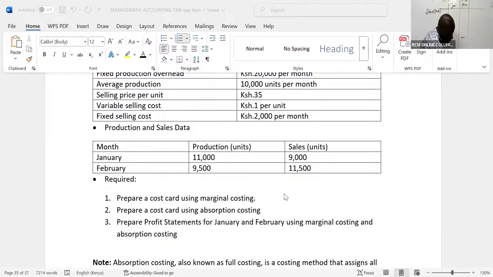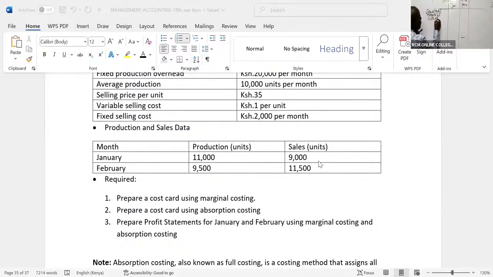You can see sales here. So 9,000 for January. And are you able to see in this case the selling price per unit somewhere? The selling price is given here, 35, isn't it? Selling price per unit is 35. This is January. And then remember February, ladies and gentlemen, we sold how many units here? You can see sales, 11,500.